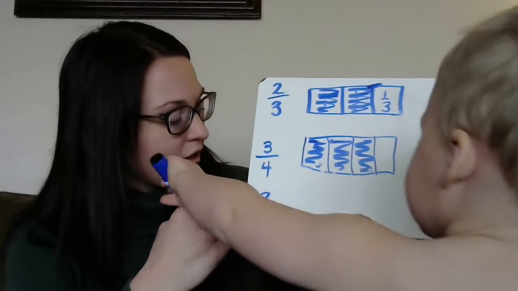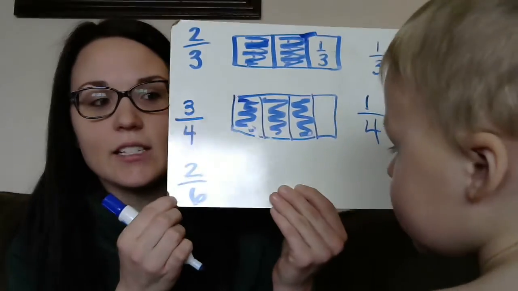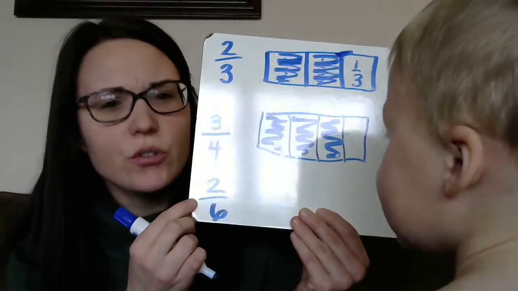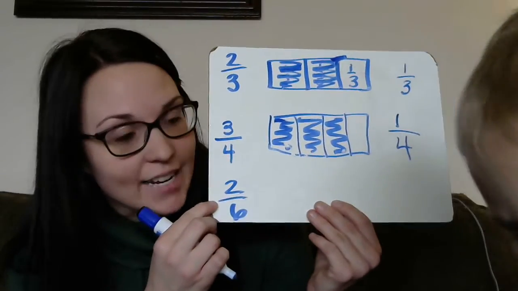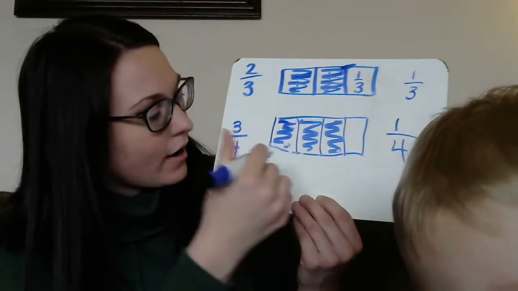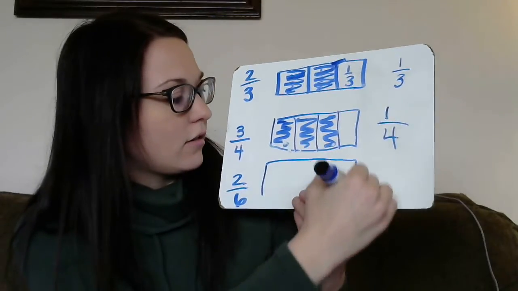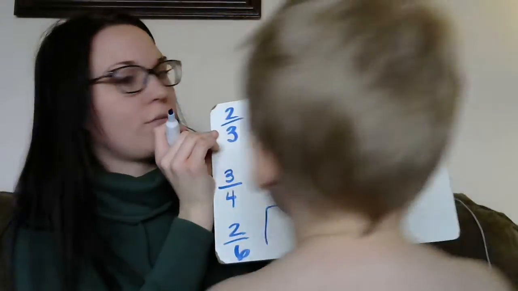Okay. So if I have 2/6, I have 6. So there are 6 pieces in my whole. Let's see if I can do my rectangle here.